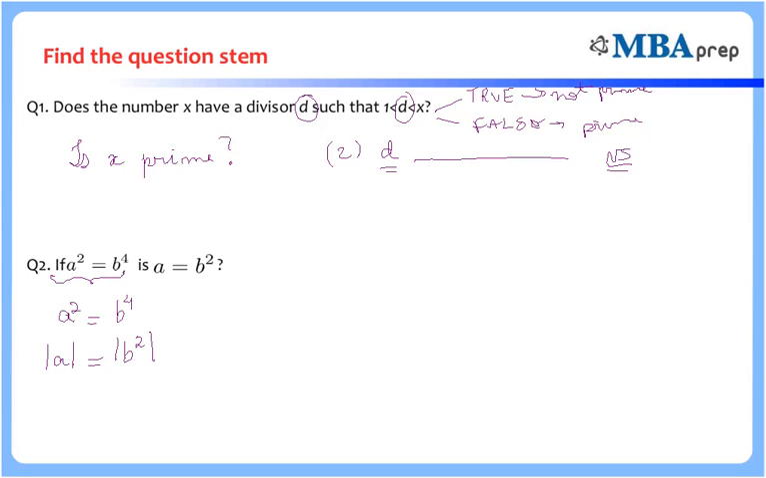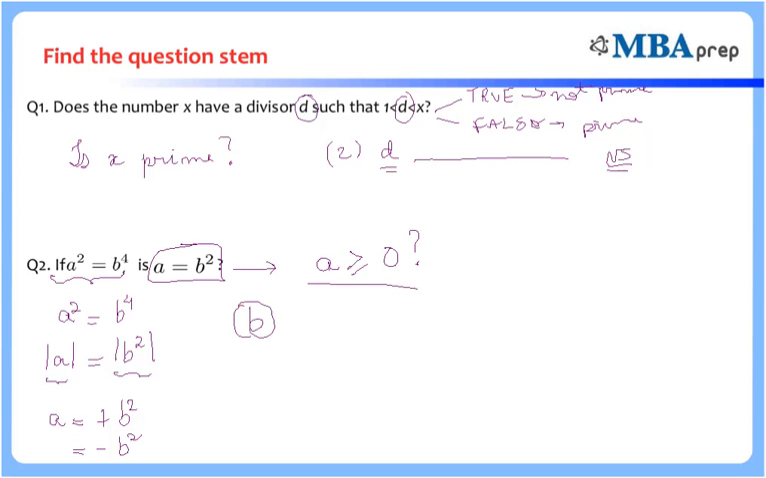The modulus of b squared is positive, always. But this one, let's think about it, it could have positive and negative versions. So a could be positive b squared, or a could be negative b squared. If it's positive b squared, then a is greater than or equal to 0. So that's the question. Is a greater than or equal to 0? What's the role played by b? Again, just a connection.